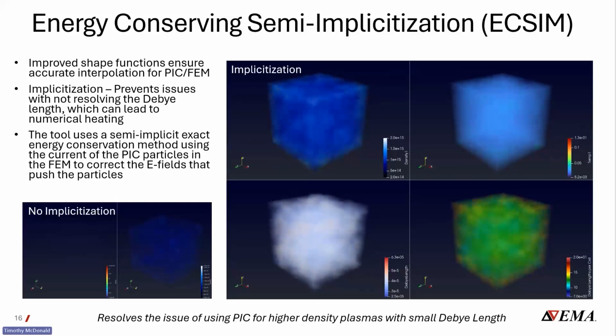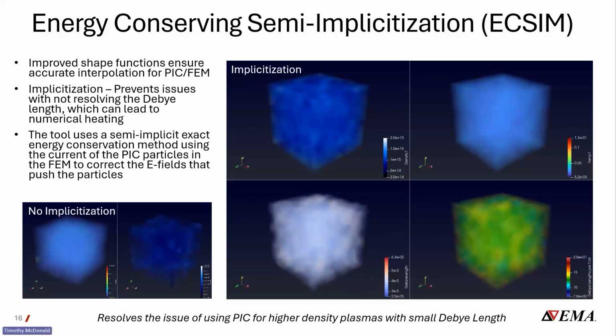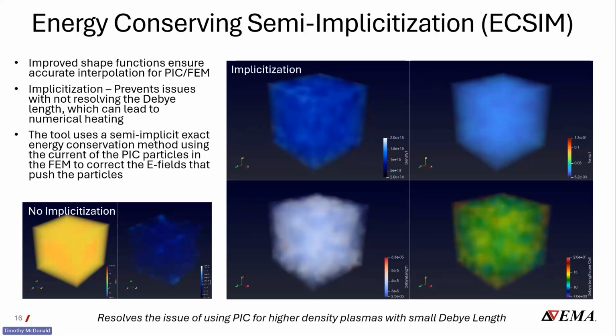Another innovation that EMA has done, and this is a very important one, is our energy conserving semi-implicitization scheme. So we can see what happens without implicitization, and we're showing temperature on the left, and basically it heats up. It's runaway. It shouldn't be doing this. Why is it doing this? It's something called numerical heating. So how we get over this is with our EC-SIM capability.